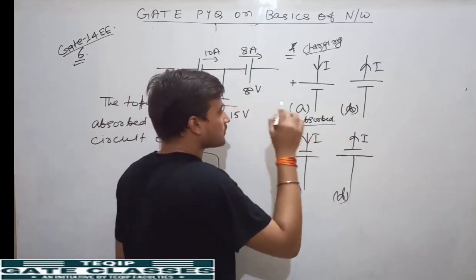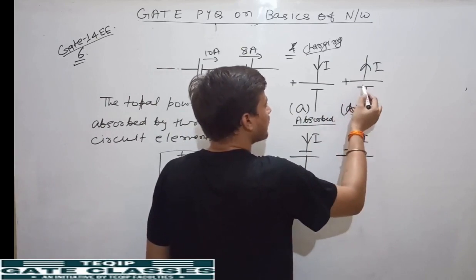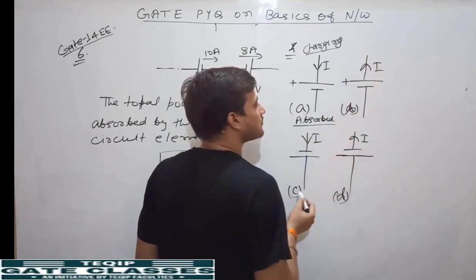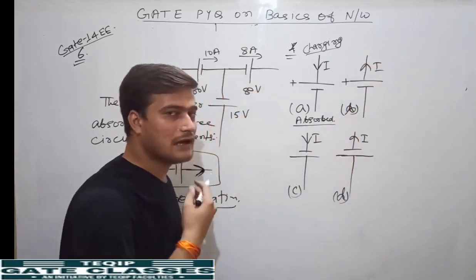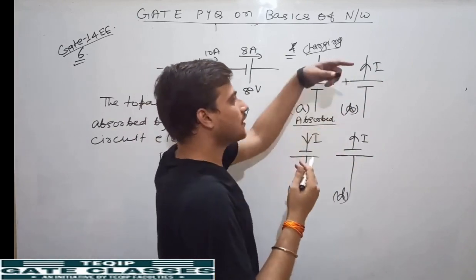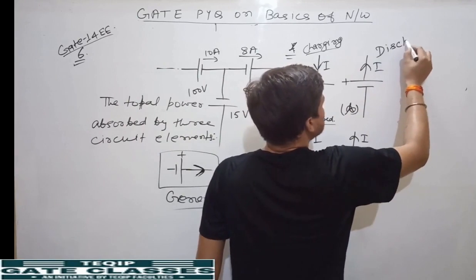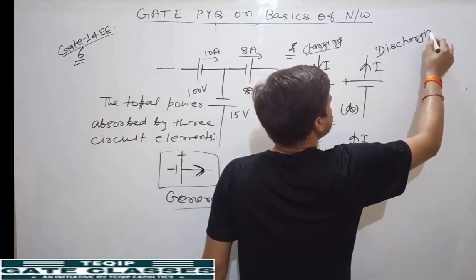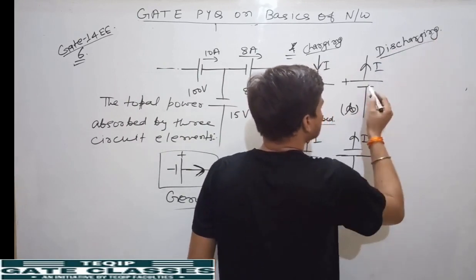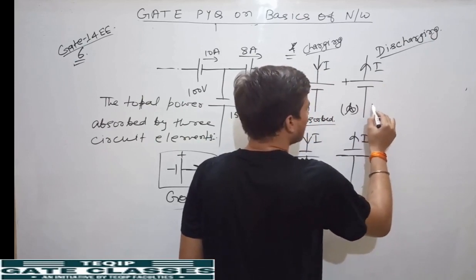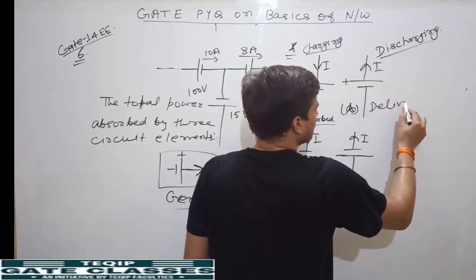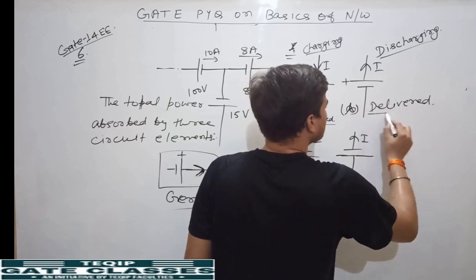Here the positive terminal of the battery is plus. Current is coming out from the positive terminal. That means the battery is delivering the power. It means it is discharging. Very important concept this is. It is discharging, that means power is being delivered by the battery.